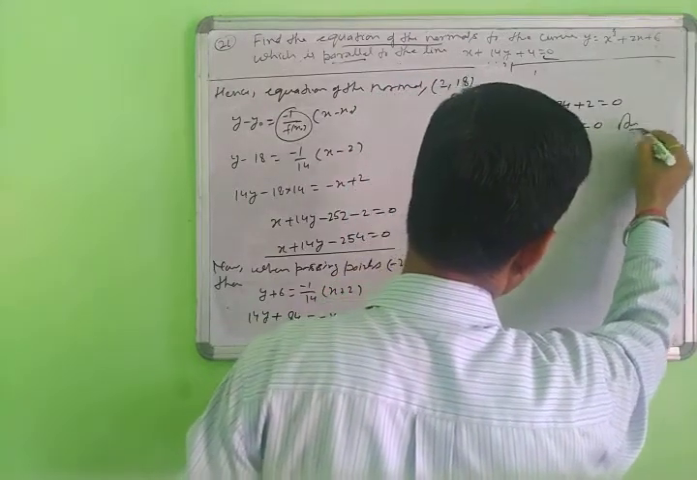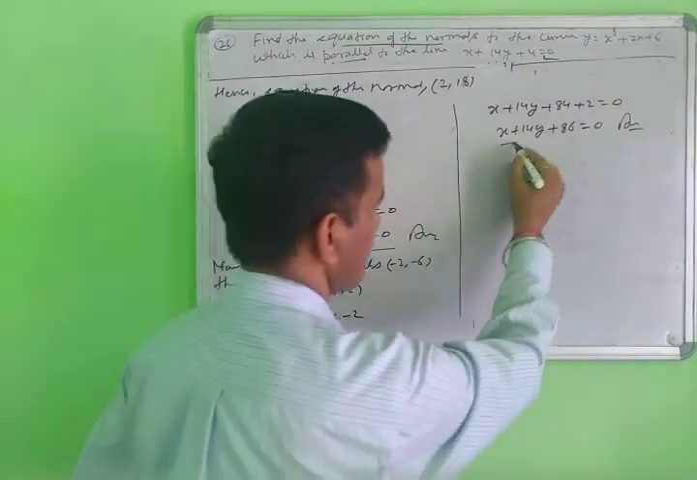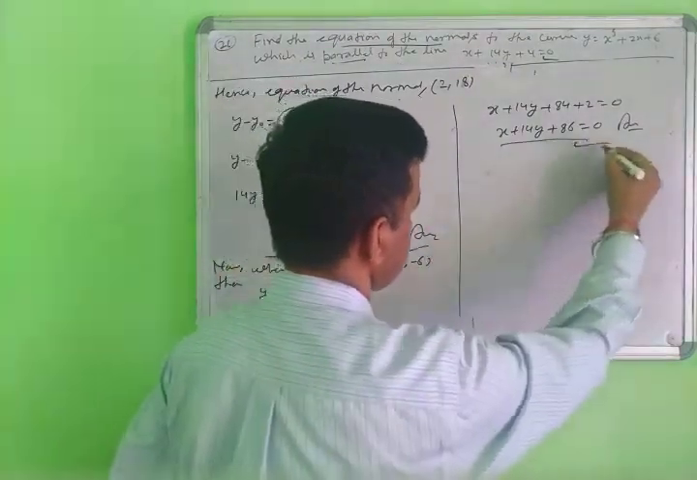This is your second equation of the normal. This is the first equation, this is the second equation.